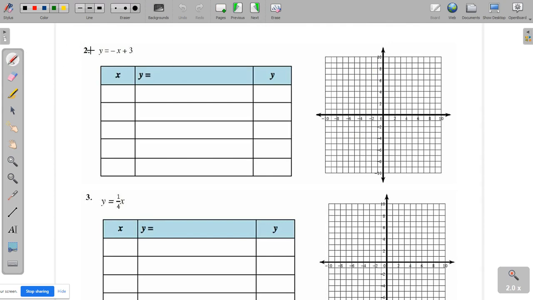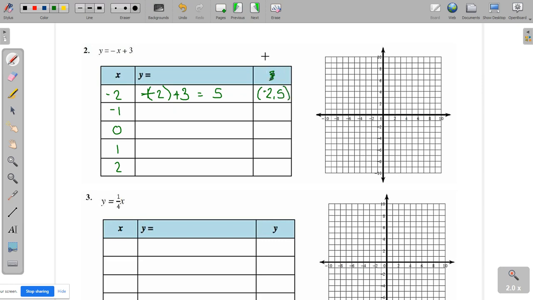Number 2 here. We have y equals -x plus 3. Let's do the same x values, -2, -1, 0, 1, and 2. Substitute it in. We have negative x, so it's negative whatever x is, which is -2. So make sure you put that in parentheses. And we are adding 3. Don't forget, a negative and negative make a positive. So we're going to do 2 plus 3, and that gives us our 5. So we have the point -2, 5.